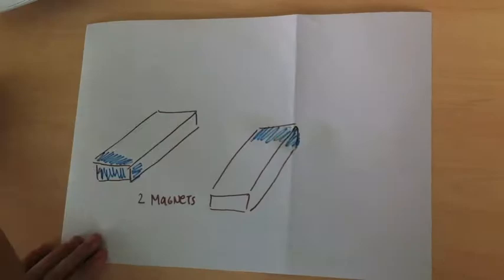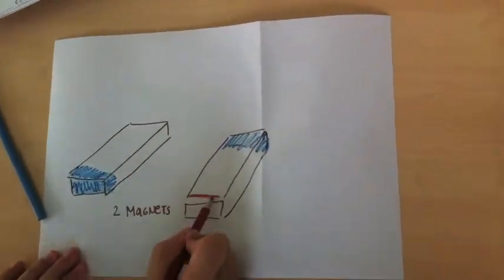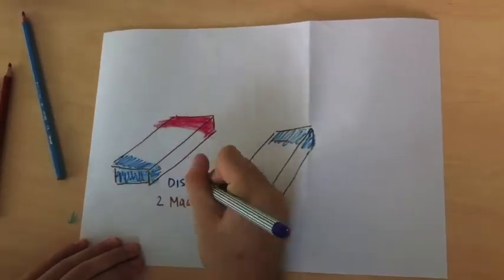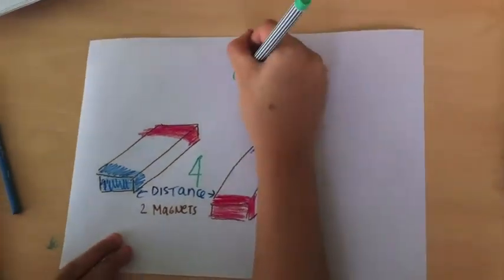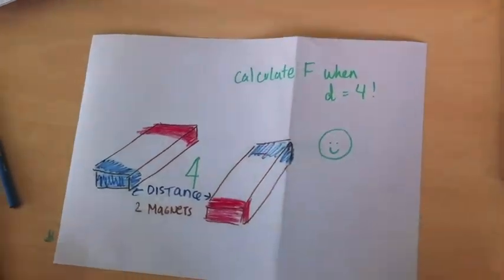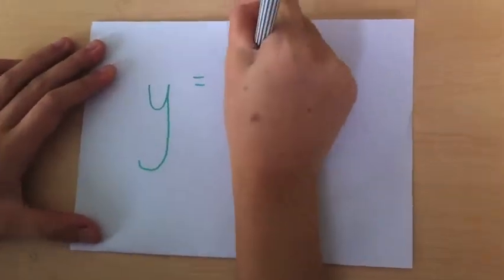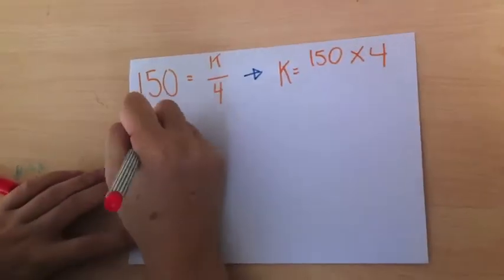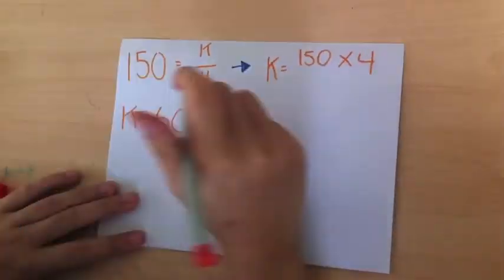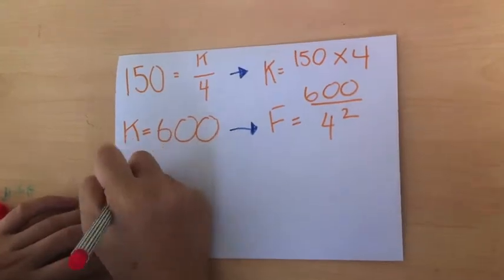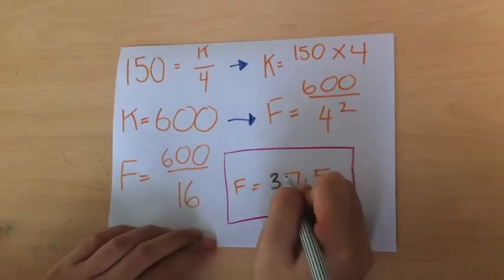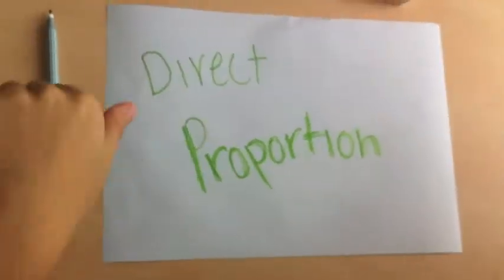So this is just the magnet shown from another angle. So we still have two magnets. There is still a north pole and a south pole. And this distance is 4 now. So calculate F when the distance is 4. So y equals k over x squared. 150 equals k over 4. Therefore, k equals 150 times 4. Therefore, k equals 600. F equals 600 over 4 squared. So F equals 37.5. Yes!